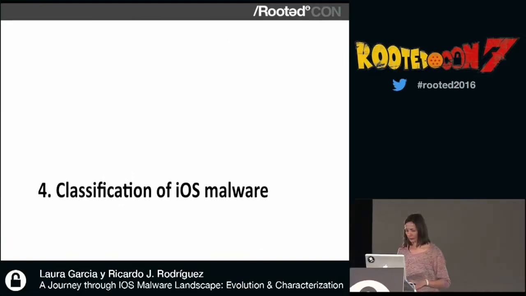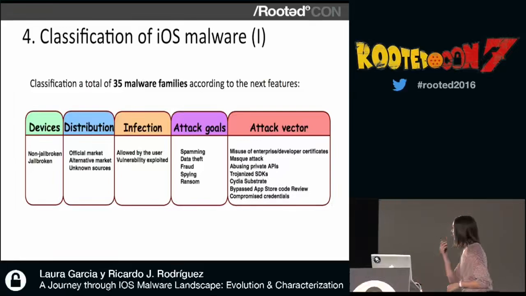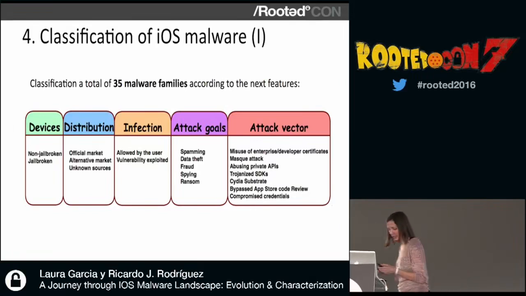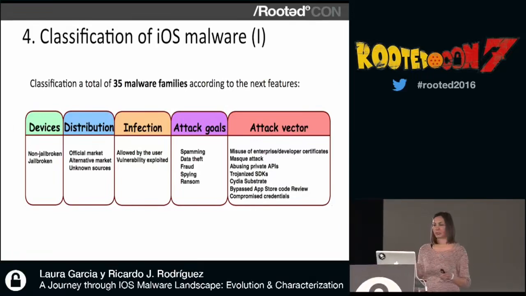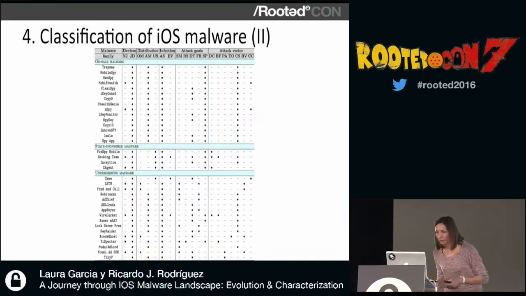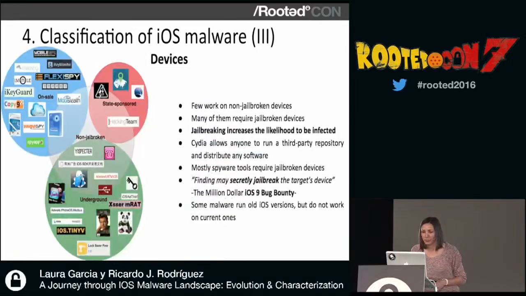Classification now. Classification of iOS malware. To sum up, the classification of a total of 25 malware families according to the next features: devices, distribution means, method of infection, attack goals, and attack vector. Classification and results are reflected in this table. I will explain it to you. All these documents will be available for you on the internet. All this information will then be publicly published.